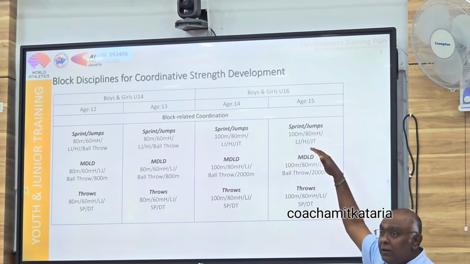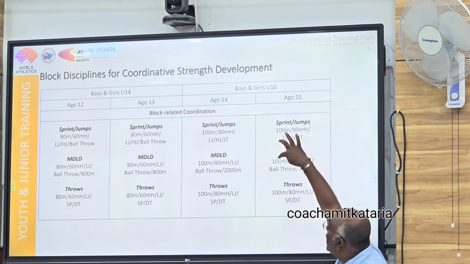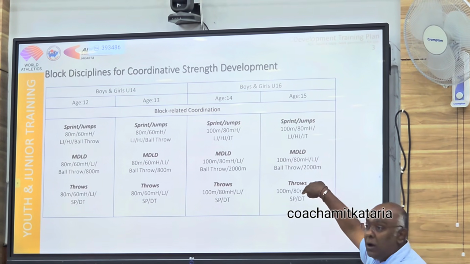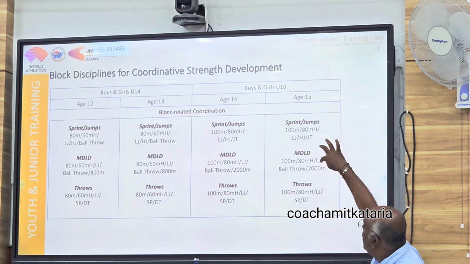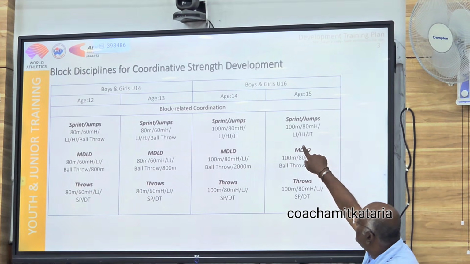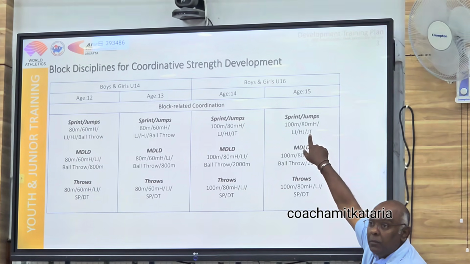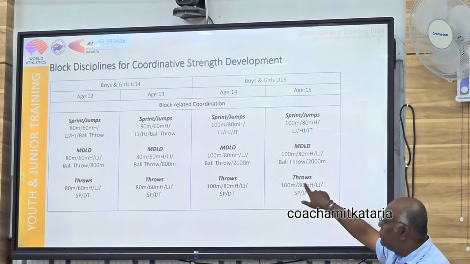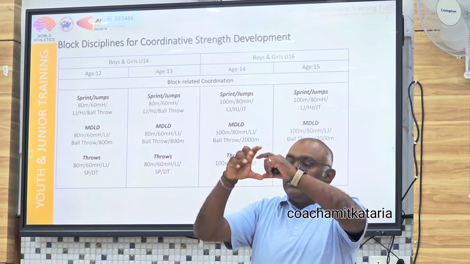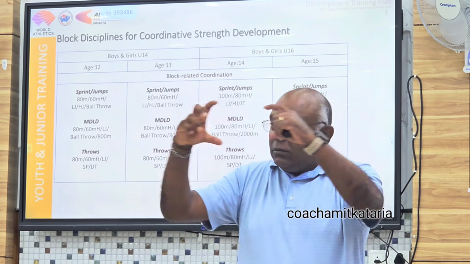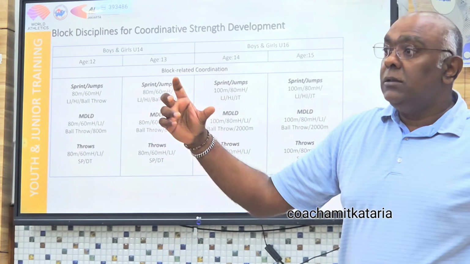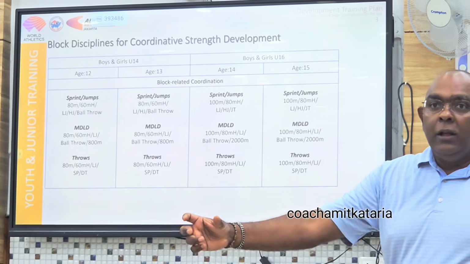What do you see? There's 100 meters, 80 meters, 60 meters, long jump. And then after that, it changes: high jump, ring throw, ball throw, 2000 meters, shot put, discus. So there's always the core coordination for speed and explosiveness, and then I'm introducing other parts.